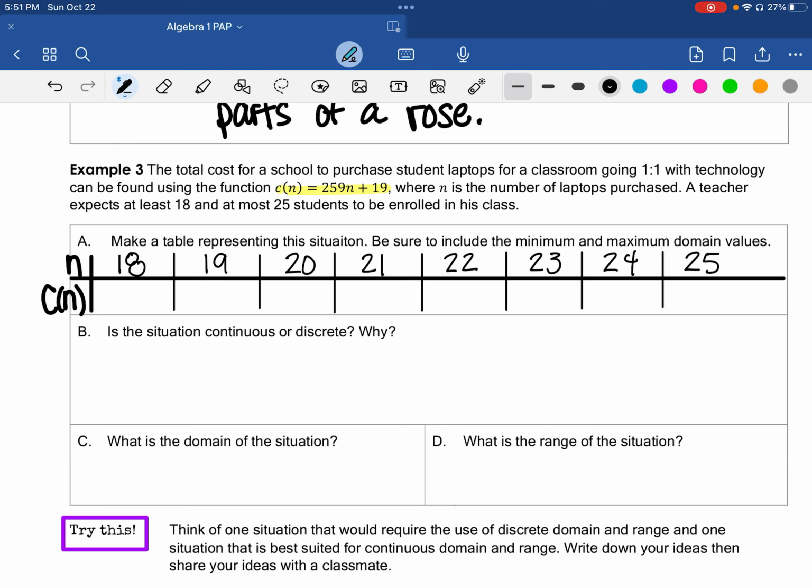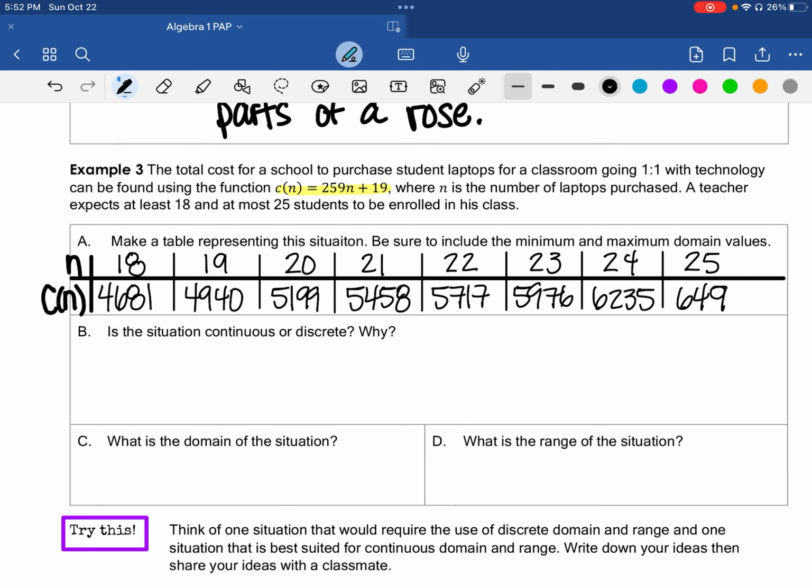Now to find how much they would be, I'm going to replace this number right here with the N value from the table. So 259 times 18 plus 19 would give me my first answer. 259 times 19 plus 19 would give me my next answer, and so on. So I just went ahead and plugged these in for you. Let me go ahead and finish filling out my table. There we go.